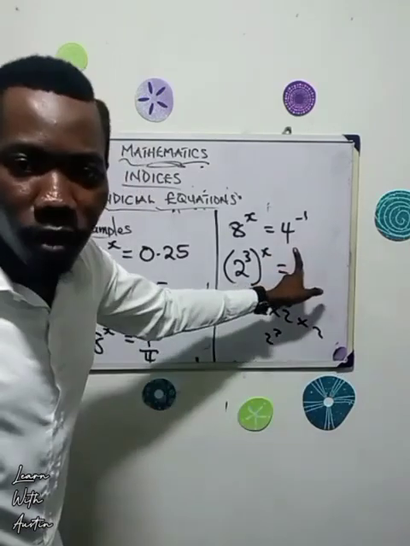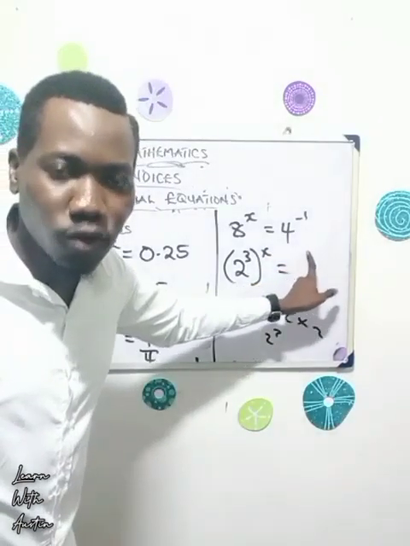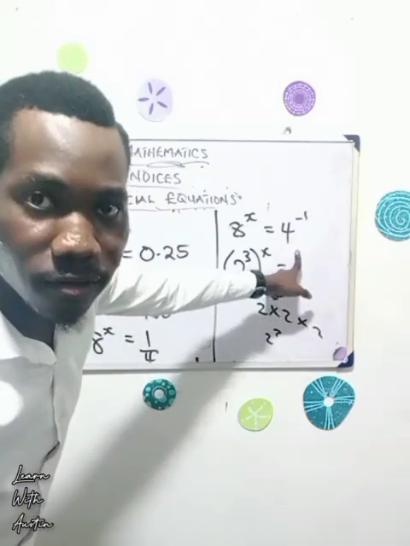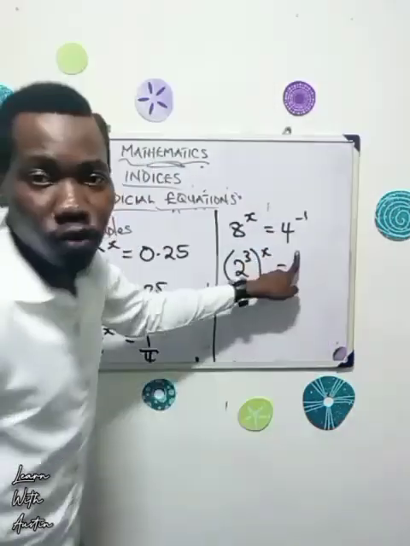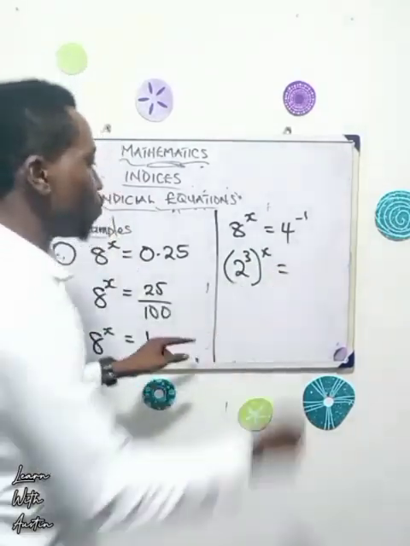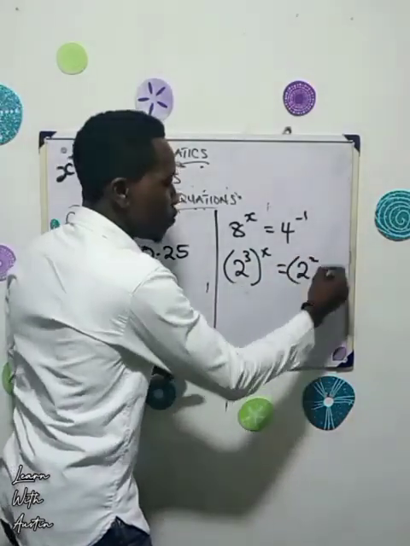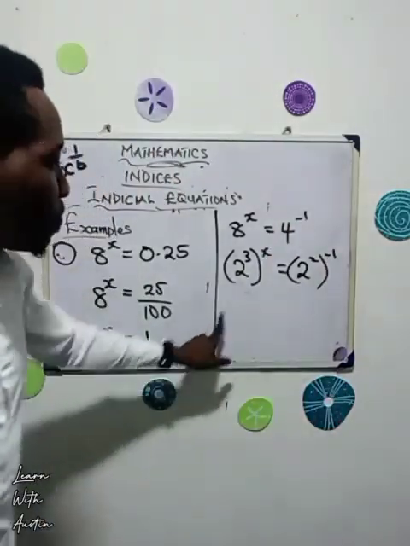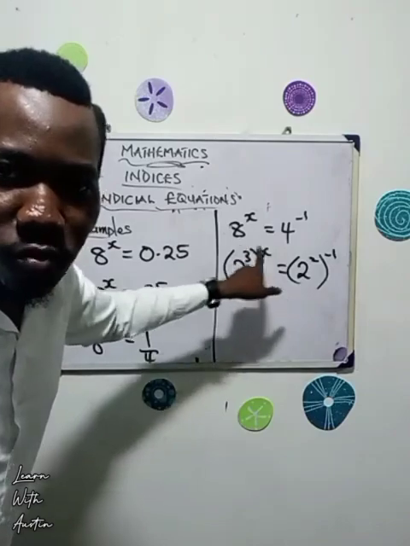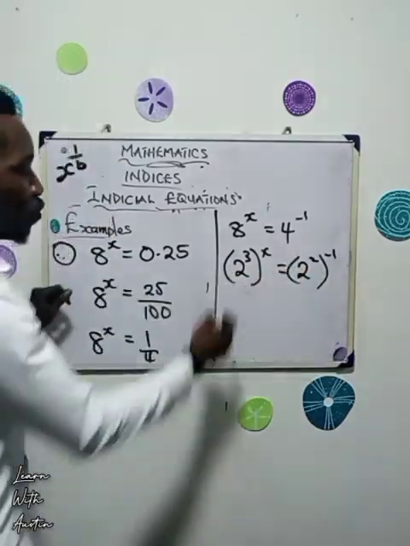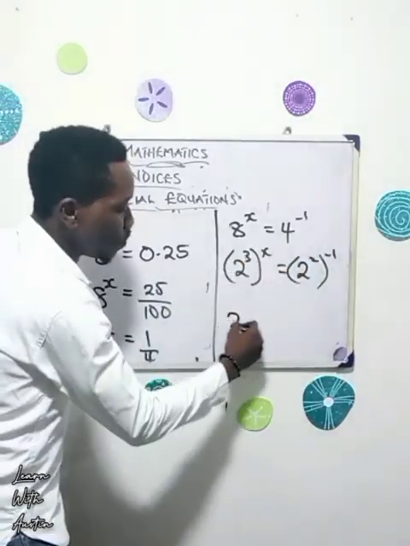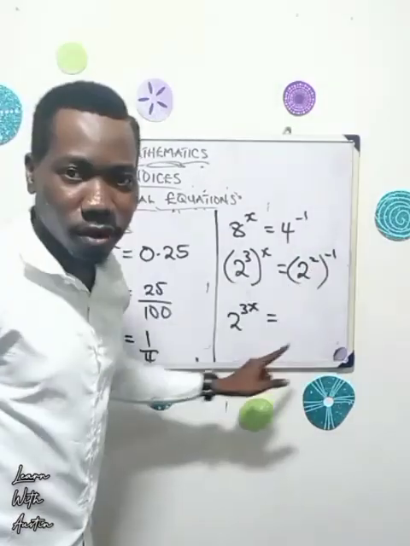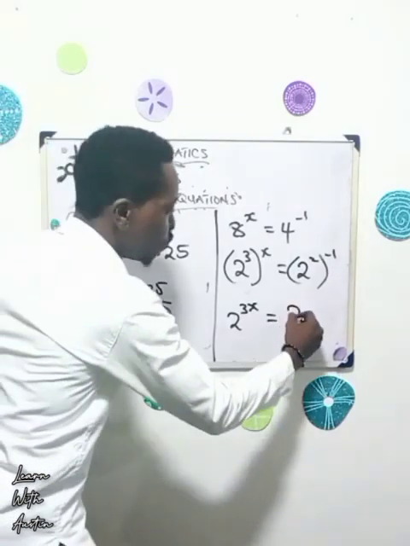Then for 4, what do you have? 2 to the power of what? To what power? 2 raised to the power 2. Good. So you have 2 raised to the power of 2, raised to the power of minus 1. Then what's the next thing? We are going to multiply our powers. So 3 times x, you have 2 raised to the power of 3x, equals 2 times minus 1, which gives you minus 2. So equals 2 raised to the power of minus 2.